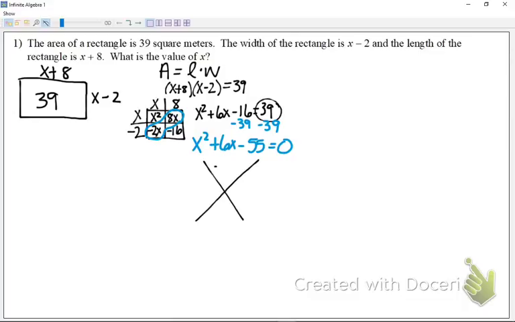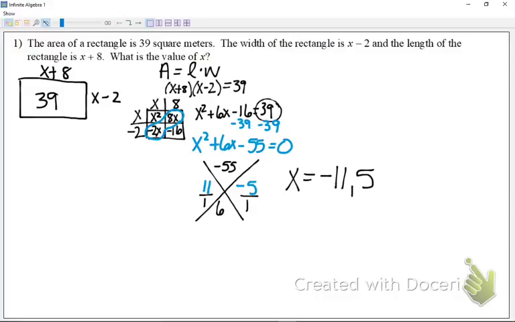So when we do this, we get negative 55 on top, positive 6 on the bottom. My two numbers are going to be positive 11 and negative 5. Divide by a, which in this case is 1, and take the opposite number. So we get that x equals negative 11 or positive 5.